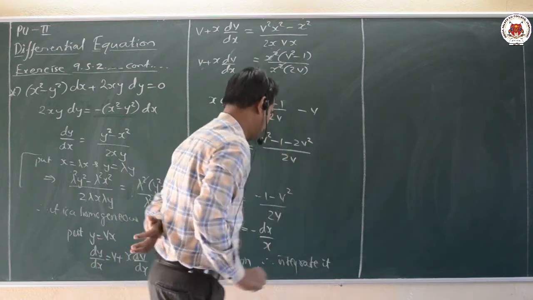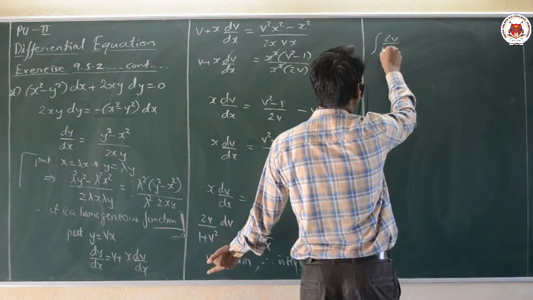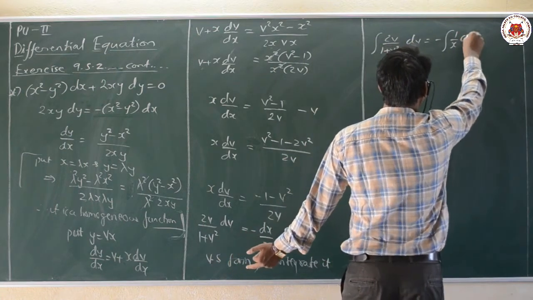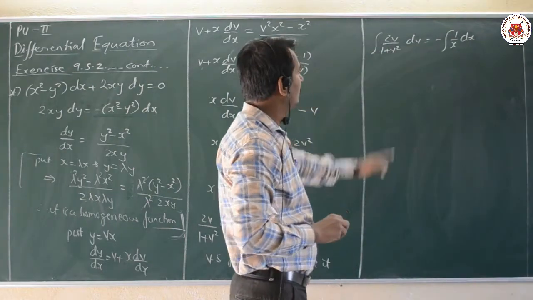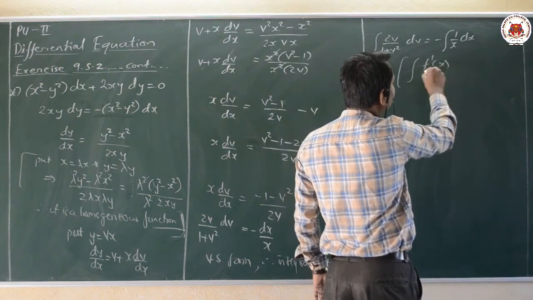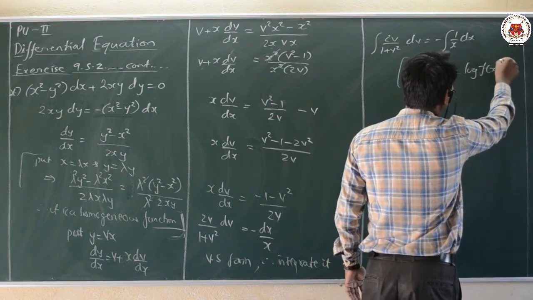Integrate it. So what we get, dear students? Here, integration of 2v divided by 1 plus v square into dv equals minus of 1 by x dx. Now here, integration of this value, we can observe that it is nothing but the form f dash of x divided by f of x, that is nothing but log f of x here.